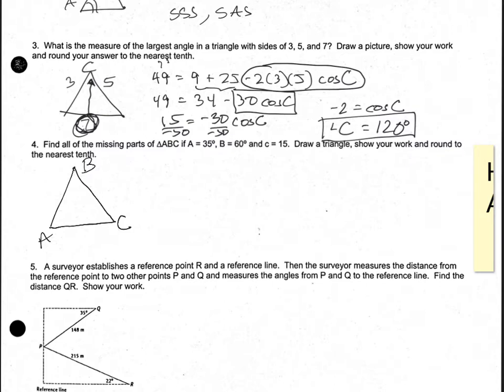That's the good news. So if angle A is 35, then across from there is side A. That's the only part that matters. Angle B is 60, and across from there is side B. And then side C, lowercase c, is 15.